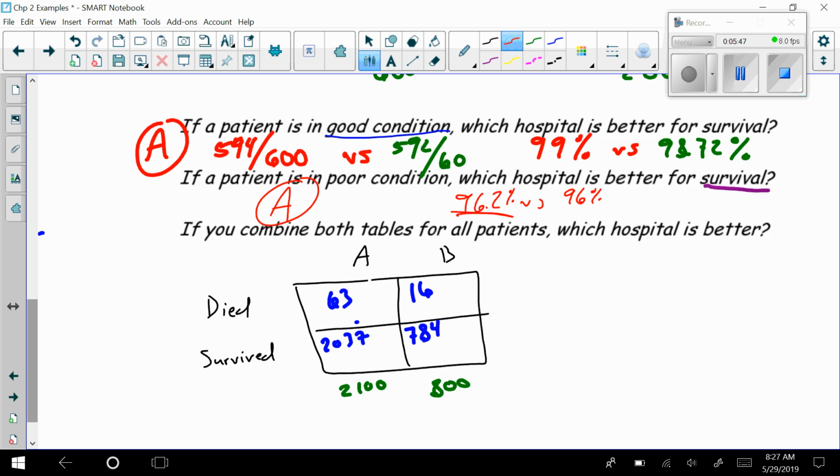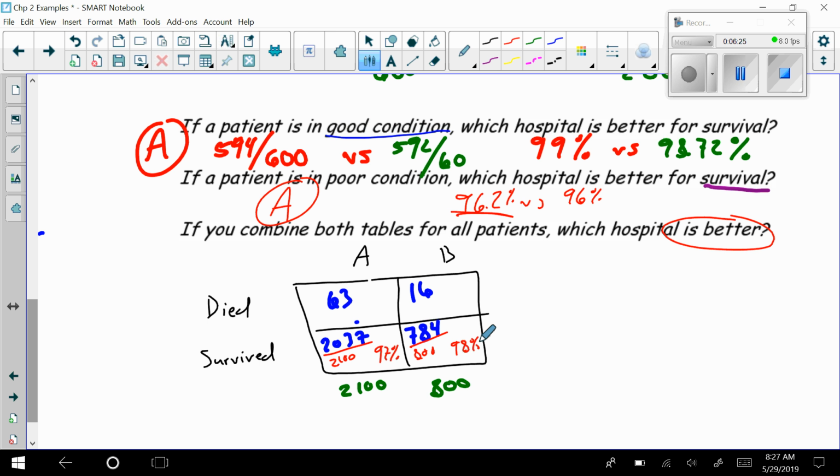Now this should set us up for success. It should help us out. It says which hospital is better, right? So you could either think about this as what percentage is lower for death or higher for survival. I think most people want to think higher for survival. So I'm taking this 2037 and I divide by this 2100. Okay, which would give me, I believe, 97%. Okay. If I take 784 divided by 800, that is 98%.